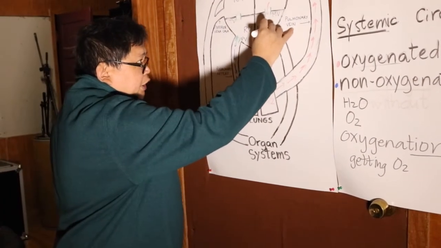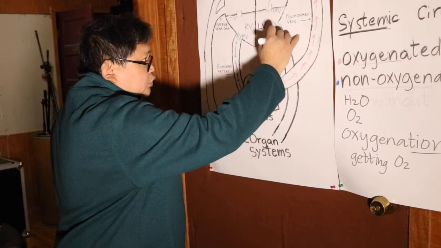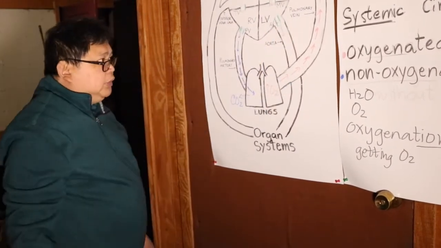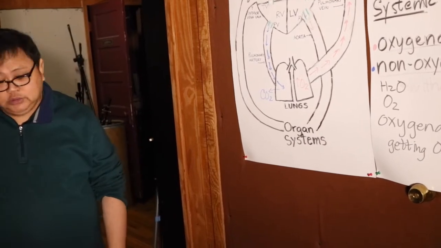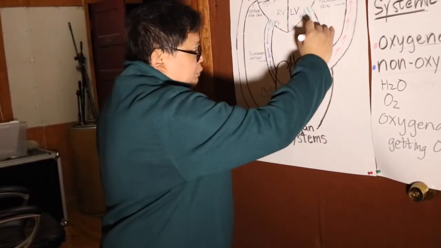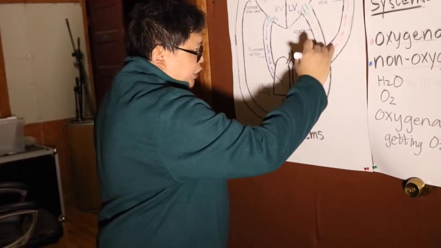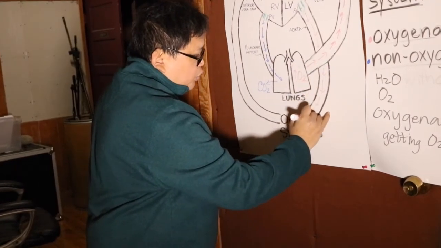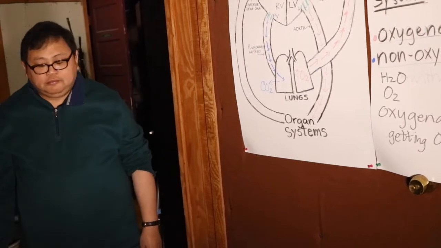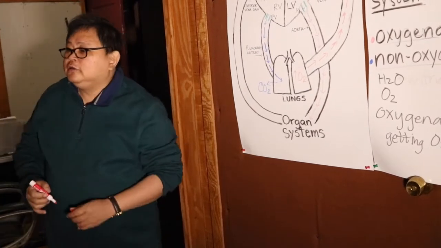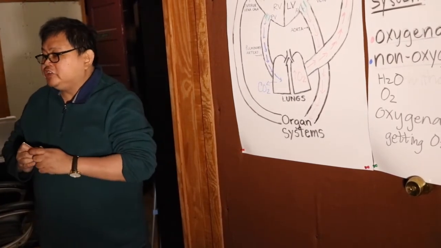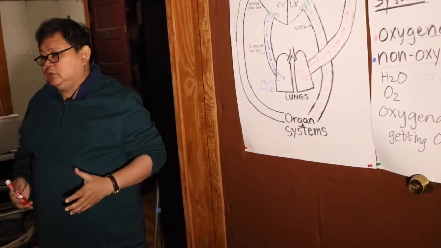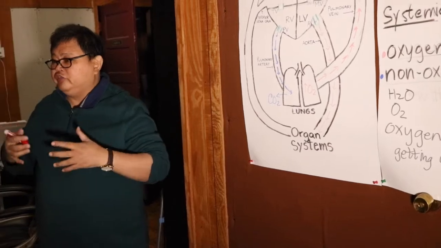It will pass through this gate, or it will pass through this valve to enter the biggest artery of the human body, or actually of all animals, called the aorta. The aorta now will branch into different arteries carrying the oxygenated blood, and the oxygenated blood will go to the organs. So now your organ systems are receiving enough oxygen and water, and they're now functioning very well.